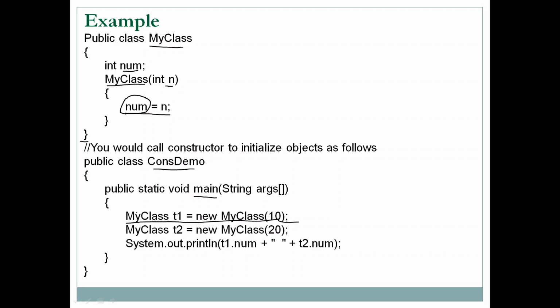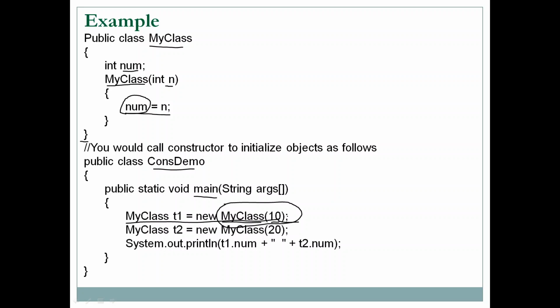So we have MyClass t1, that is, class name MyClass, space t1, an object of MyClass, equals new, the constructor call, and to the constructor what we are passing is 10. This part of the object creation is for the constructor, and here we are calling the MyClass constructor by passing the value 10.